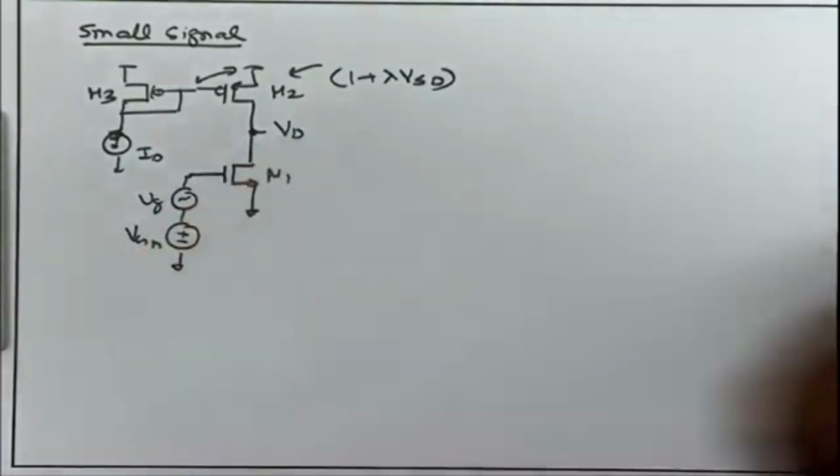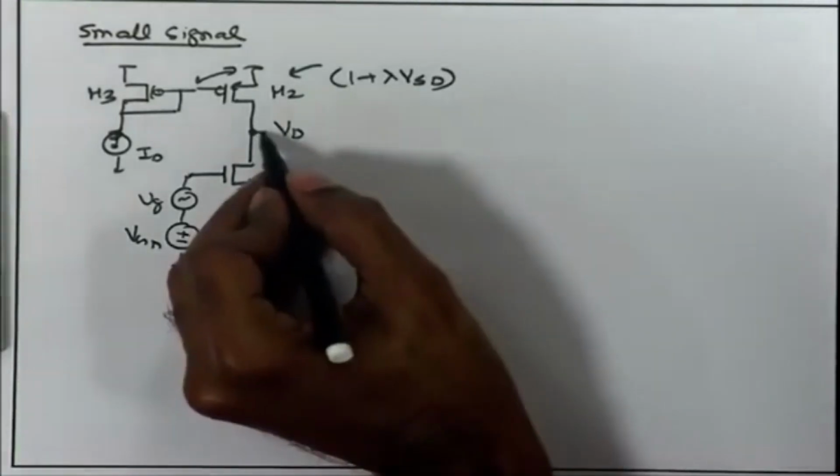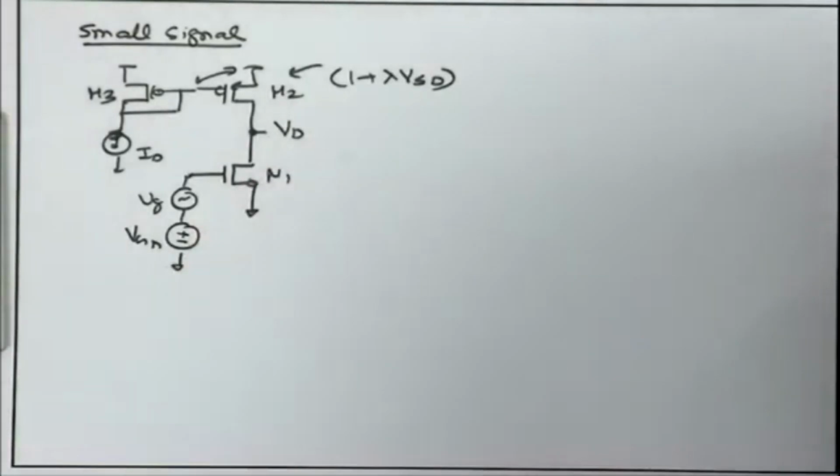Now, before we draw the small signal model, another important consideration is the signal swing. We have discussed in the case of resistive load also what is the maximum and minimum possible drain voltage that I can have over here, that leads to the maximum signal swing that I can have at the output node VD.